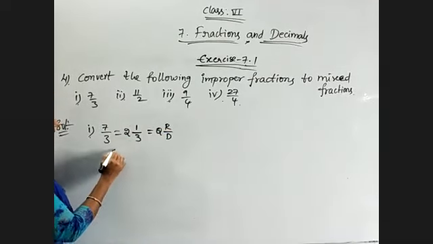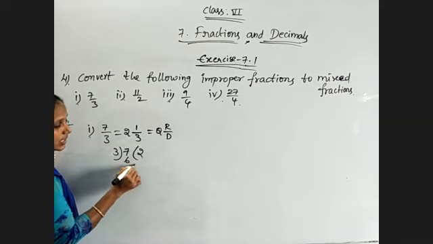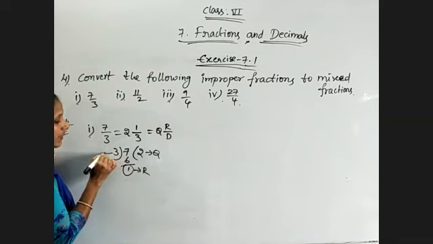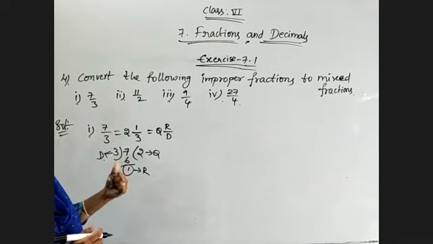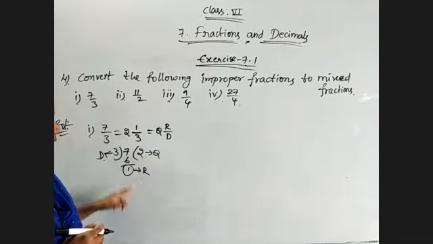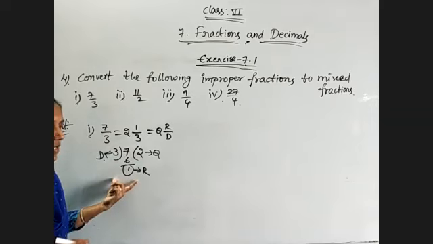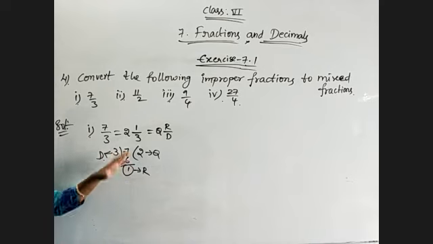So now do the division. 3 twos are 6, remainder is 1. Quotient, remainder, divisor. Whatever conversion is there, either improper to mixed or mixed to improper, the denominator will not change. After the conversion also we will get the same denominator. Actual procedure is this one, but how to write without doing this division also I am explaining.